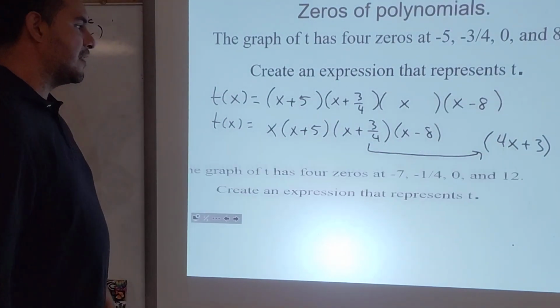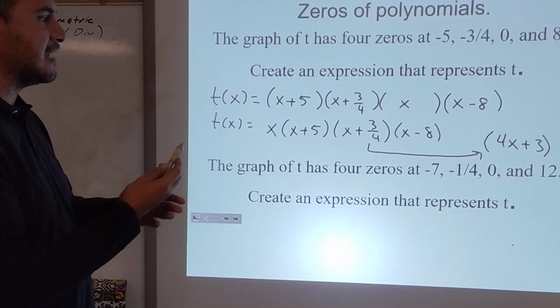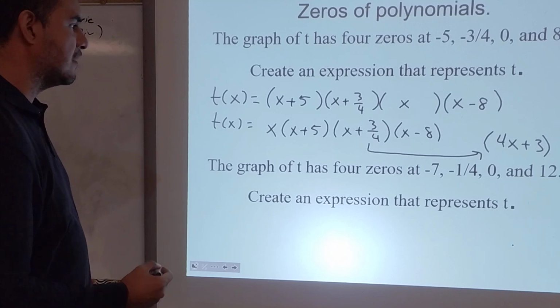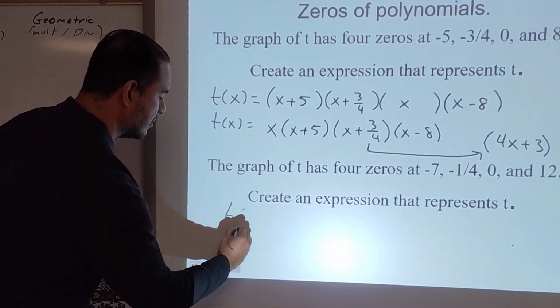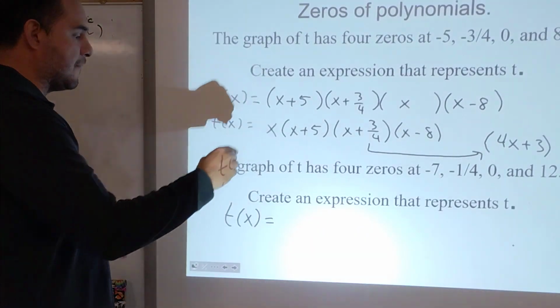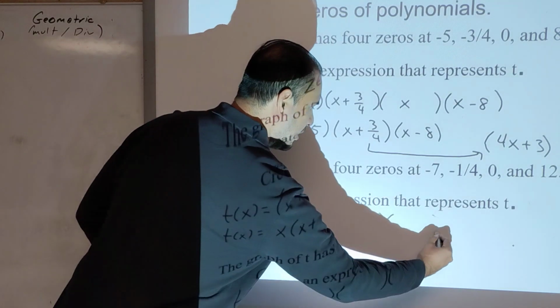Okay, now for the second one here, try it again. The graph of t has 4 zeros at -7, -1/4, 0, and 12. Create an expression for this situation. We're going to go ahead and write our function t of x. T of x is going to have 4 factors because we're showing 4 zeros. 1, 2, 3, and 4.